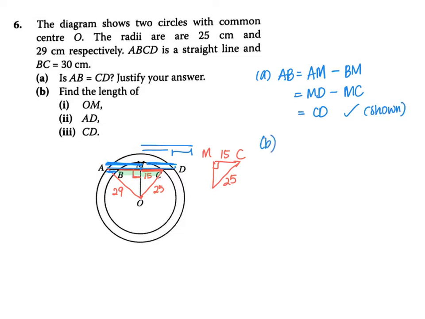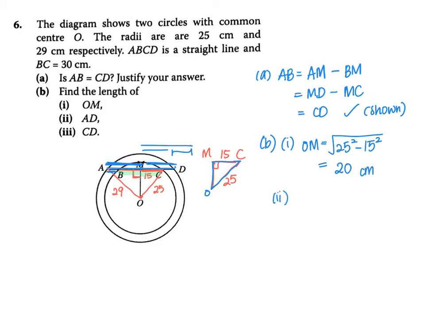Part B. Find the length of OM. In my understanding of the question, we have already drawn this right angle triangle over here. And what can we use to find OM? We can use the Pythagoras Theorem. Square root of 25 squared minus 15 squared. That gives me a length of 20 cm. So OM is now 20.